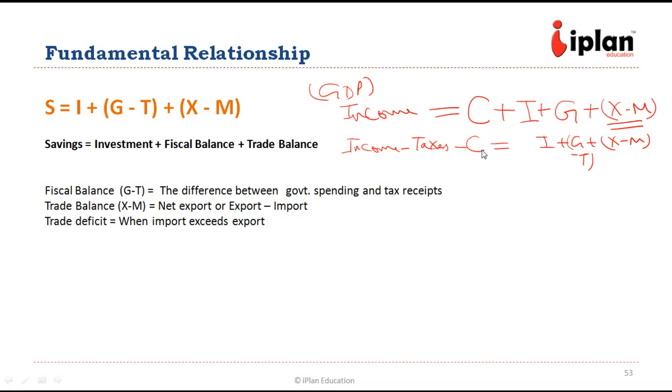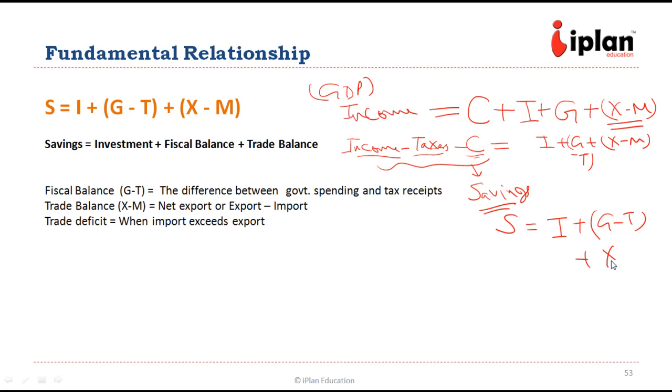Now from income, if we subtract the taxes and the consumption, what do we get? Income minus taxes is the disposable income, minus consumption is the savings, that is S. So savings will be equal to I plus G minus T plus X minus M. So that is our relationship: savings, investment, G minus T is the fiscal balance and X minus M is the trade balance. As we know, X is the export and M is the import. So export minus import is the trade balance.